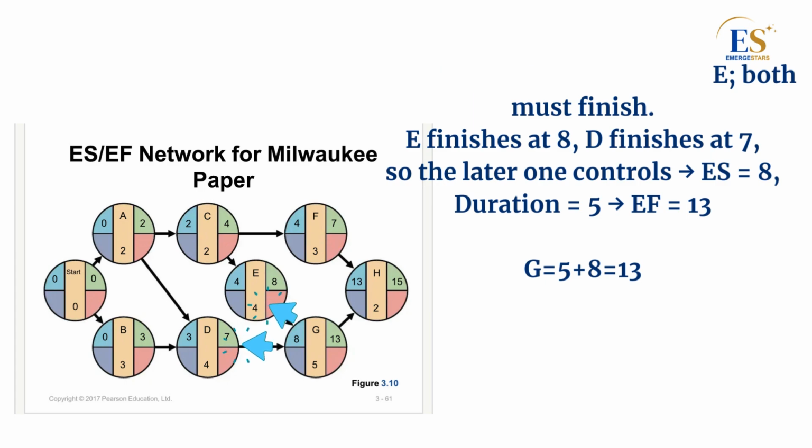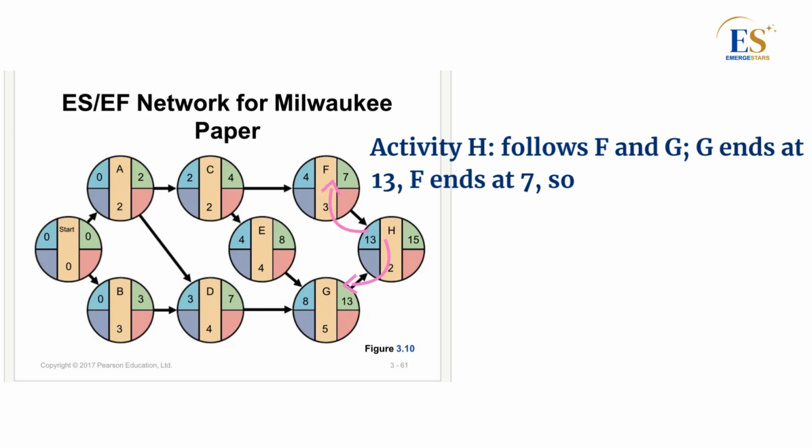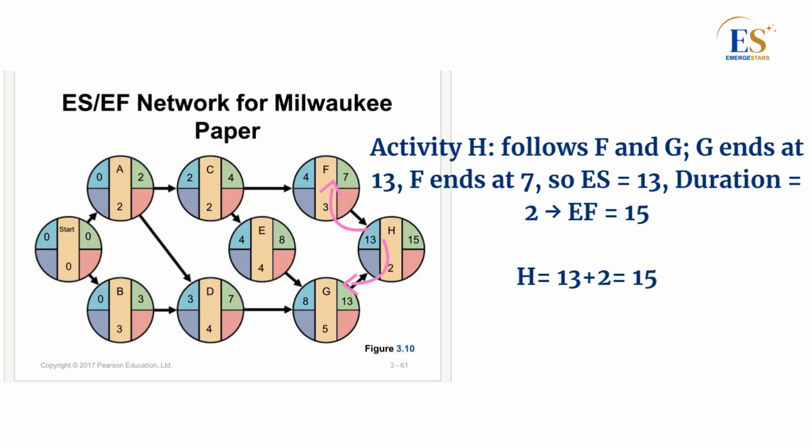Finally, Activity H depends on F and G. F finishes at 7 weeks, and G finishes at 13. We take the later finish time, that's 13. So ES for H is 13. Duration is 2 weeks. Add 13 plus 2 equals 15. So the earliest finish for H is 15 weeks. The earliest finish of the final Activity H shows the total project duration. Therefore, the Milwaukee paper manufacturing project will take 15 weeks to complete if everything runs on schedule.